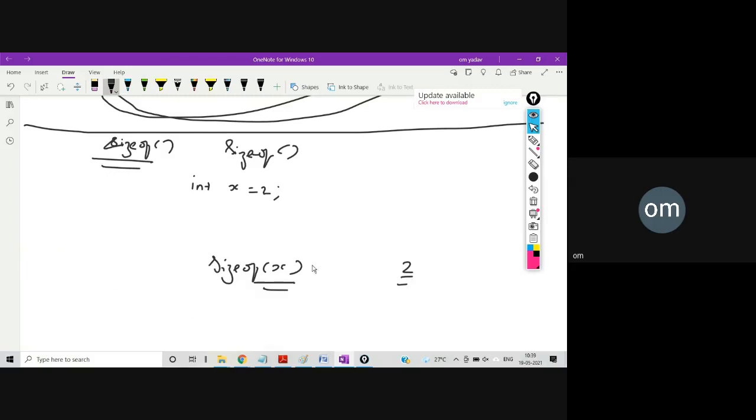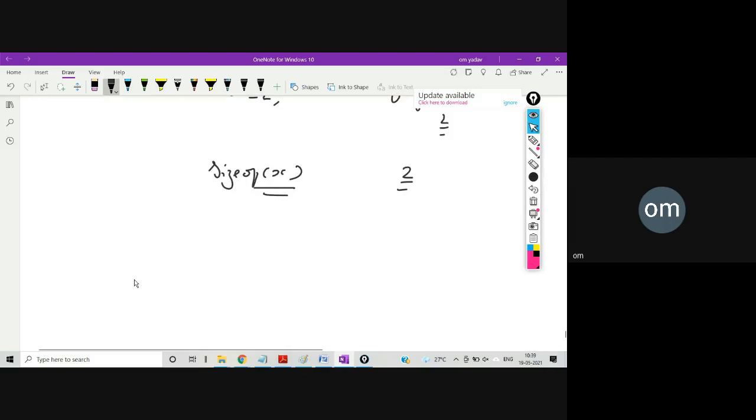If I want to check for the constant directly, let's say if I am writing sizeof 5, so this is treated as what? Integer. Then it will give me 2 bytes. Okay. If I am having char x is equal to a, and if I am saying sizeof x, so it will give me 1. So sizeof x will be 1 byte.